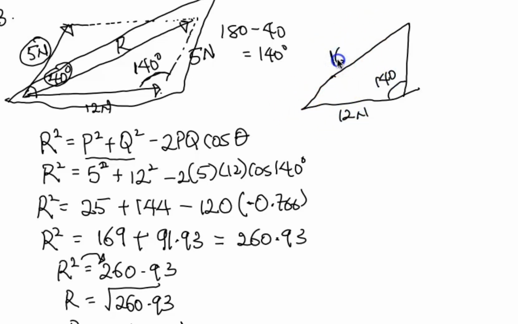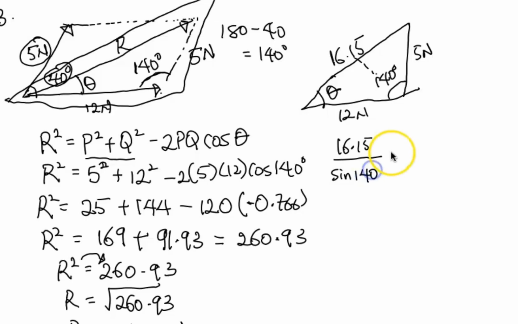From calculation, we got this resultant to be 16.15. And then this is 5 Newton. And remember, we are interested in this angle, theta, the angle between the resultant and the horizontal. So like I told you, pair a side that is complete. Now this side is complete. So I'll simply say 16.15 over sine 140 is equal to, now pair the side that you are looking for with the opposite side. So we have 5 over sine theta.